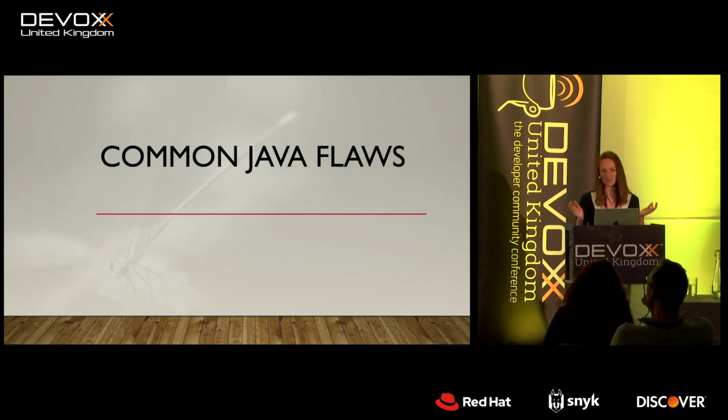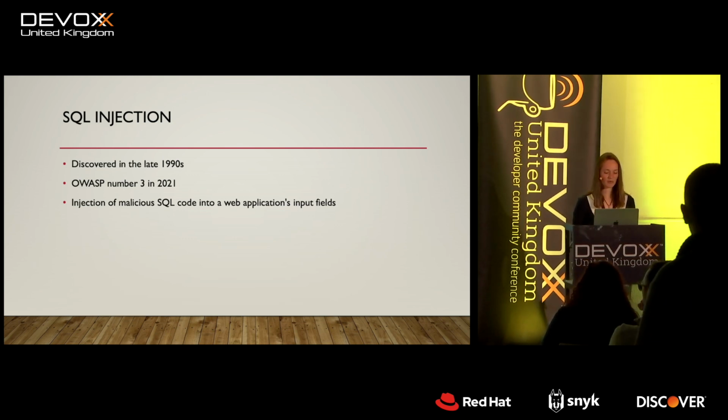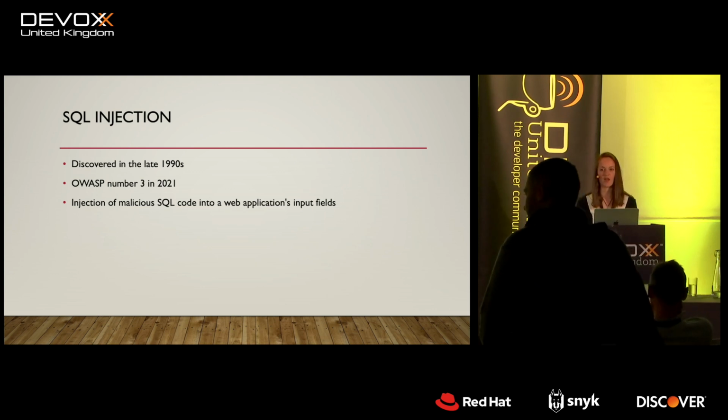So now let me start with the common Java flaws that we're going to review. The first one I want to talk about is SQL injection. It was discovered in the late 1990s, which is a while ago. It's in the OWASP list, number 3 in their 2021 rating.